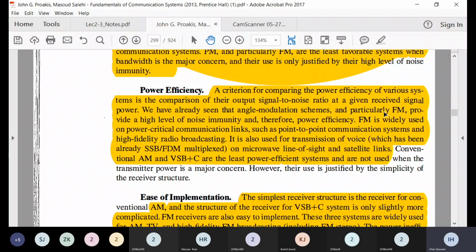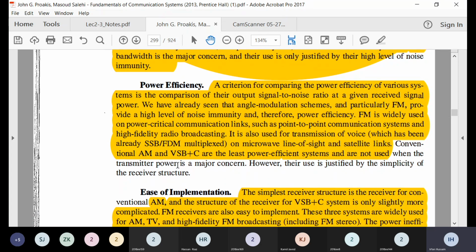In case of AM systems, we have many systems, especially those without the carrier will be preferred. But with the carriers, they are the least efficient. But they are actually used for having a very simple transmitter receiver electronics. But for power efficiency, we can very well see that FM stands out because of the properties that we have studied in the previous lectures.